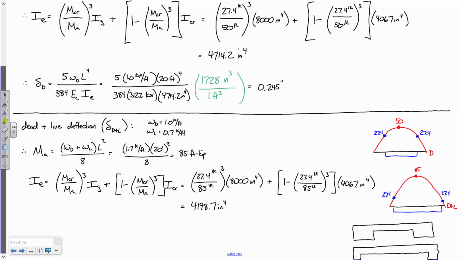Okay, so the one thing left to compute is our deflection. Now this is the deflection due to dead plus live. So that's going to be 5, not WD, WD plus WL times L to the 4th over 384 EI. Now that's E for the concrete, and I is our effective moment of inertia.